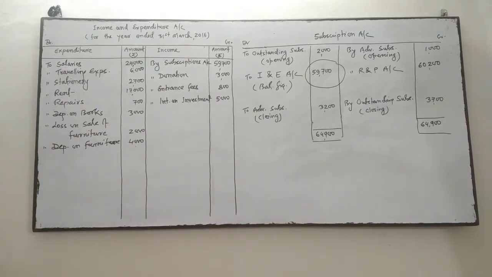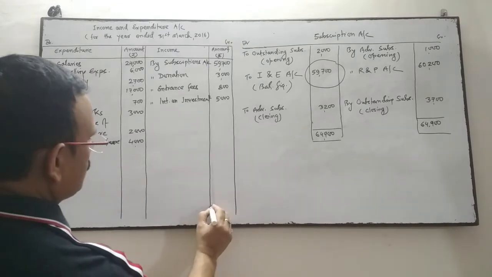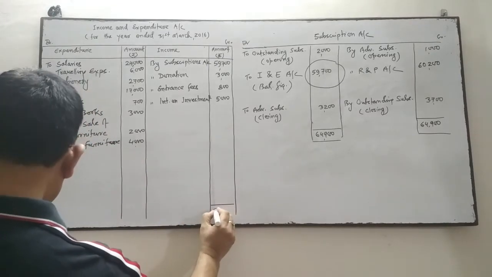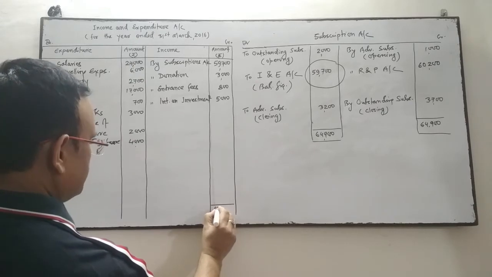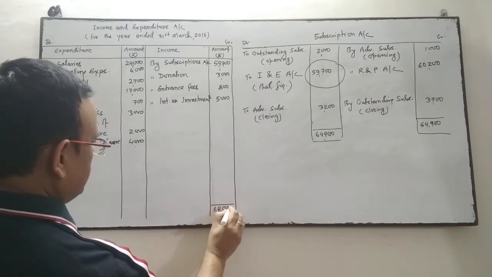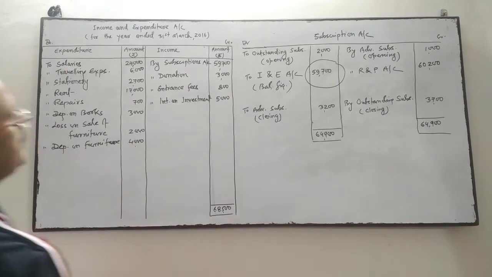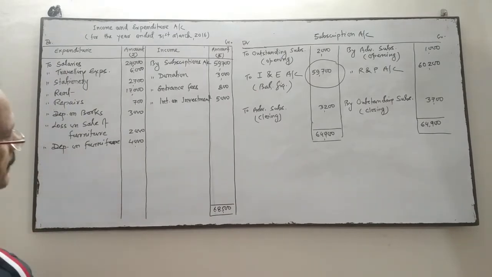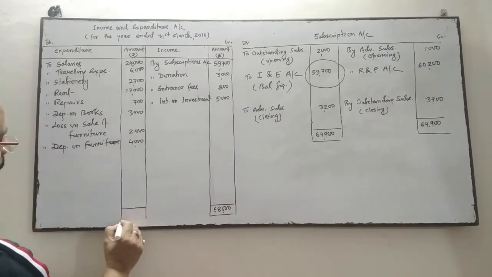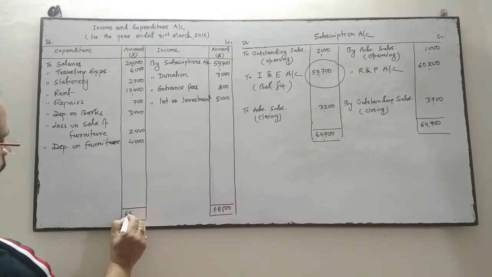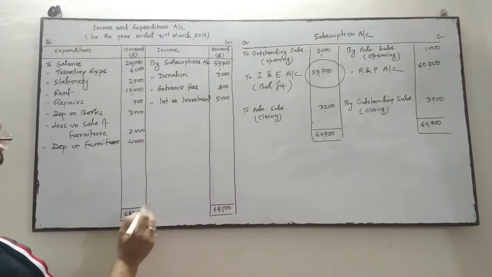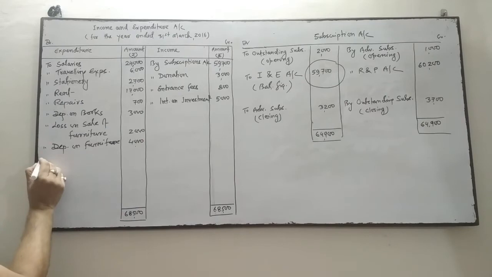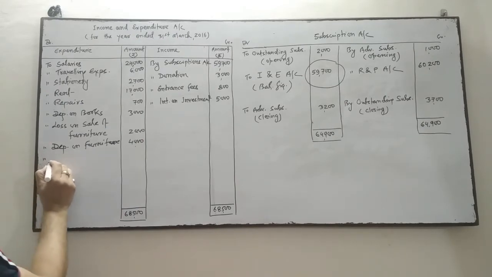Now we have done all the adjustments. Now it's time to do the total. This side total is 68,500. We will write the same amount over here, 68,500, because the credit side is more. So here you'll get the surplus.